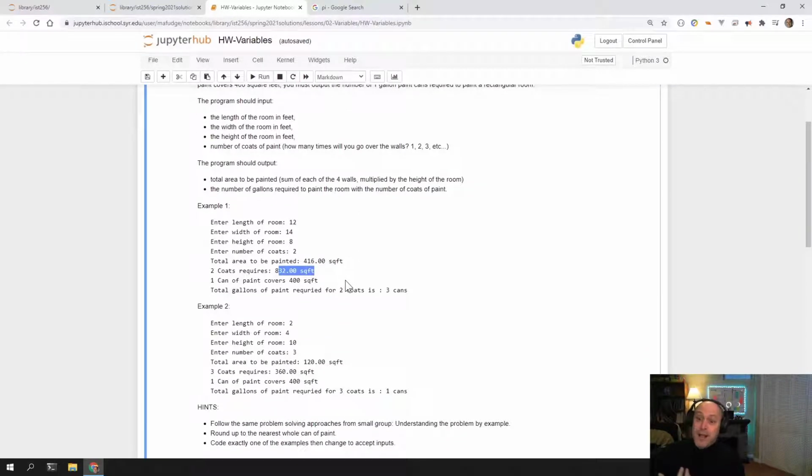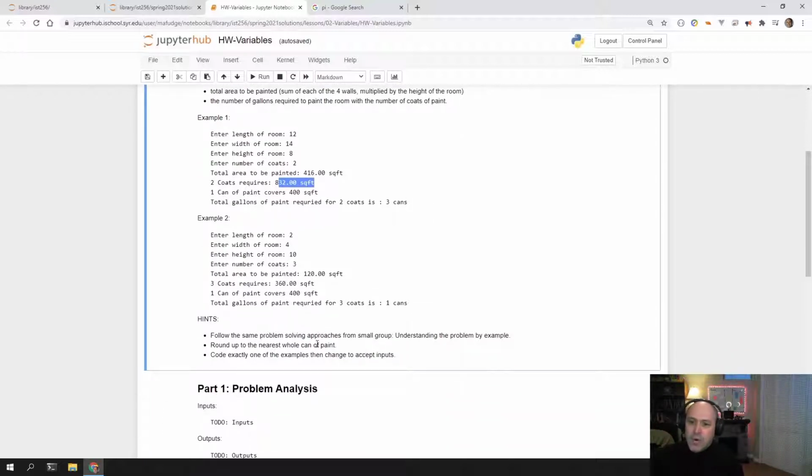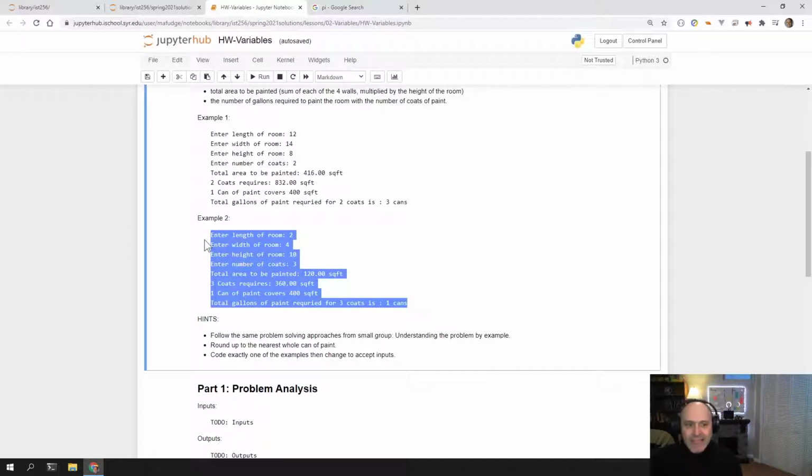Now, understanding the problem is one thing. Coding a solution to the problem is another one entirely. And so one great way to find a solution to these problems is to do what's called code by example. That is, you take this example and you code exactly this example. Then you figure out how to extrapolate it back out into a program that will solve any problem.